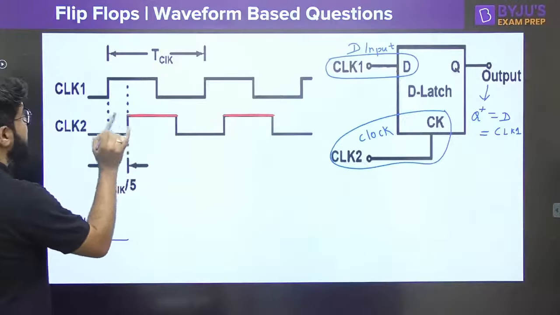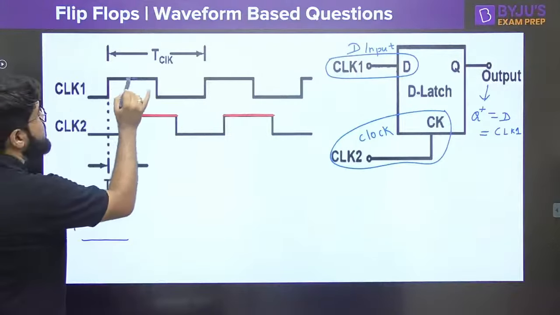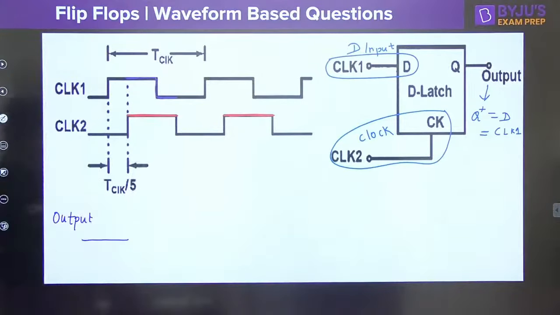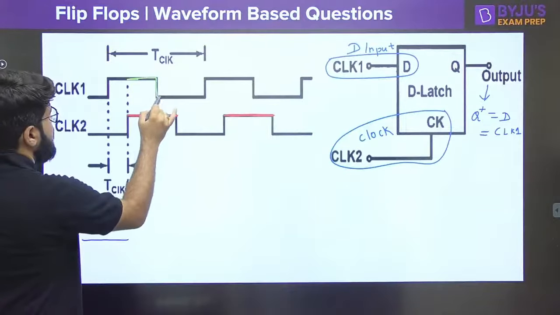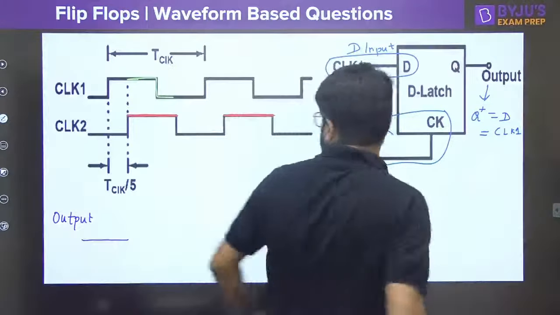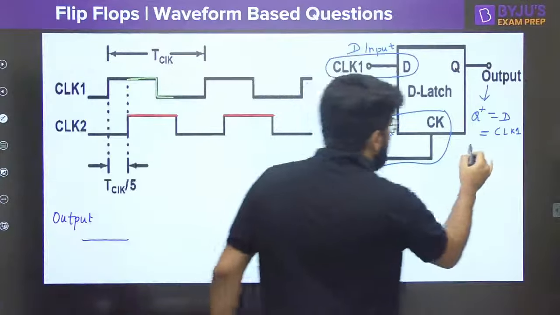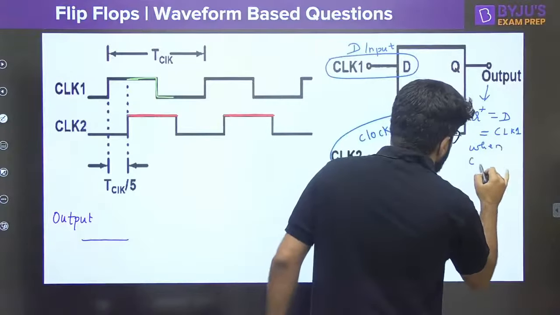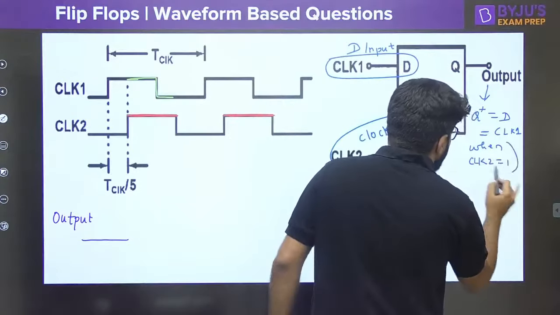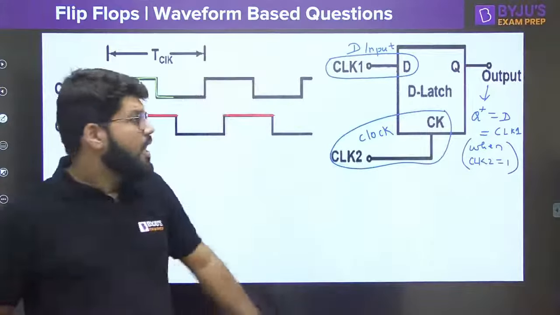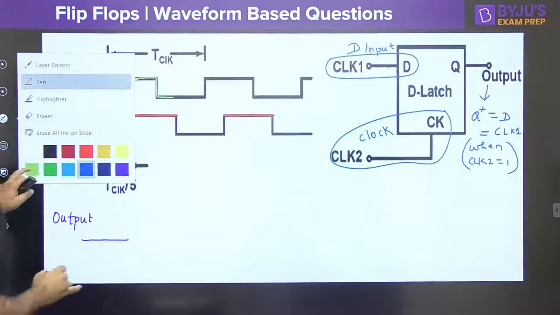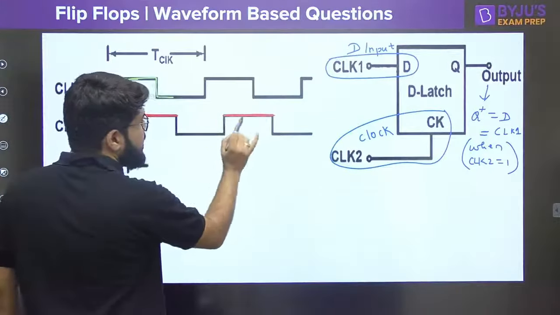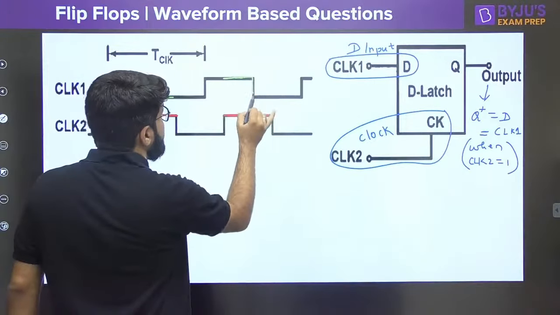Now, as soon as this clock edge comes, you have to just copy this part. Maybe I'll use a different color for this. I'll write it out for your confusion: whenever CLK2 is equal to 1, the output will be equal to CLK1. So for the output you have to just copy the CLK1 part. Similarly, once again here, whenever CLK2 is 1, the output will be equal to CLK1.